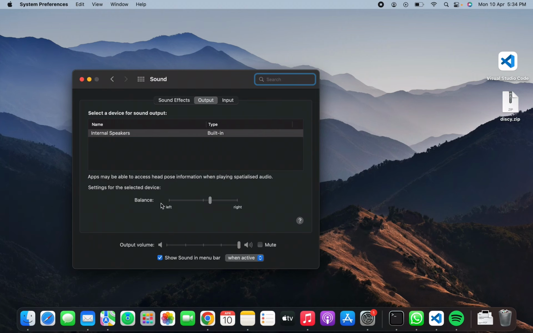I was facing the sound issue in my left side speaker. The left side speaker volume was low. So what I did is in this balance I just increased the sound of my left side speaker. So if you face the problem in your right side speaker, then you can do the same. You can increase it. This is not a permanent solution, but it will solve your problem.